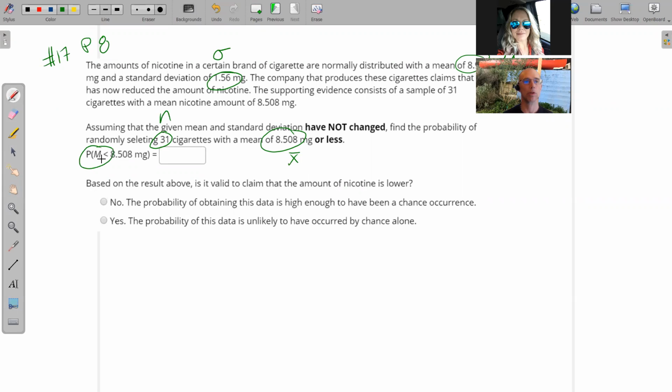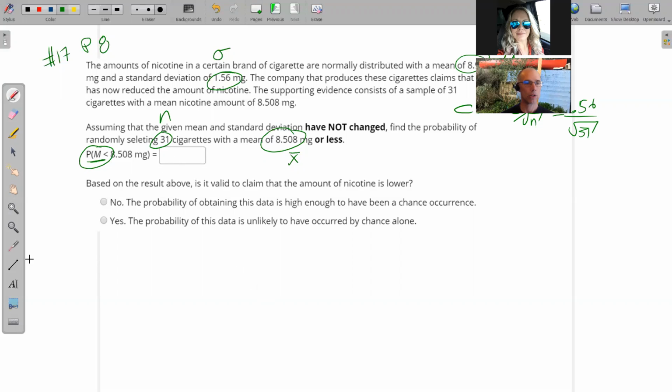Here they want a probability that the mean is less than a particular number. So that means I have to use the central limit theorem. Central limit theorem says you have to adjust the standard deviation by dividing by the square root of n. So I have to take that 1.56, divide by the square root of 31.